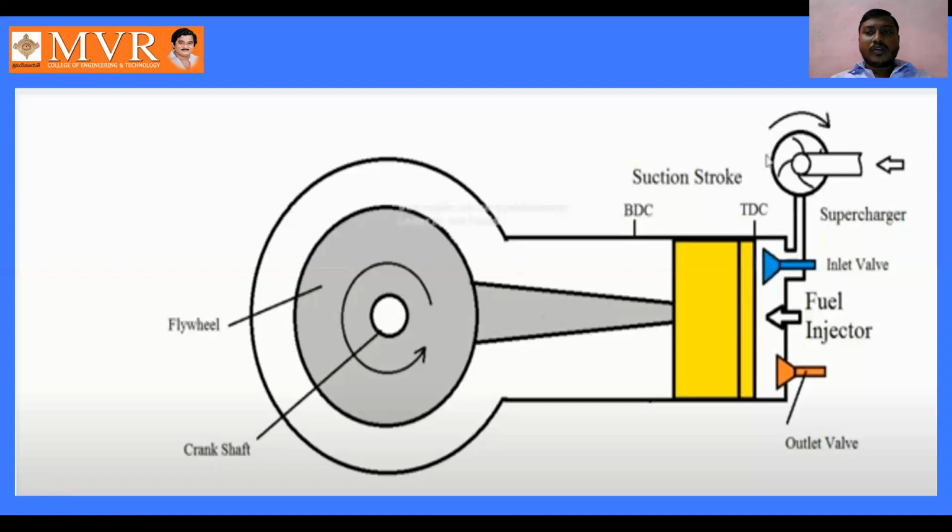This is what we are studying about the four-stroke diesel engine by using the supercharger. When compared to the weight of the engine cylinder, the supercharger weight is less, compared with all these four-stroke cycle engines. This is about the four-stroke cycle diesel engine using the supercharger.